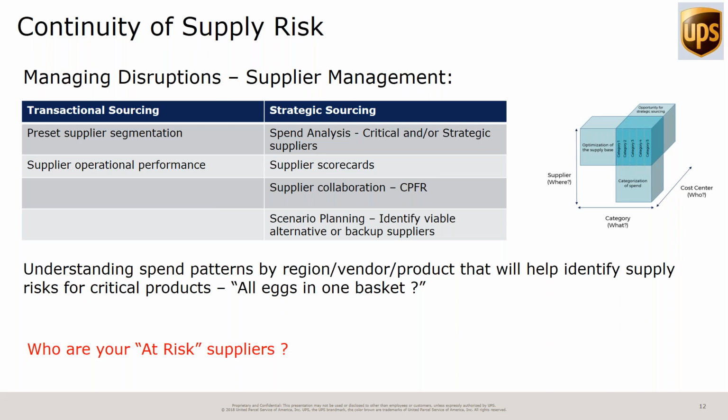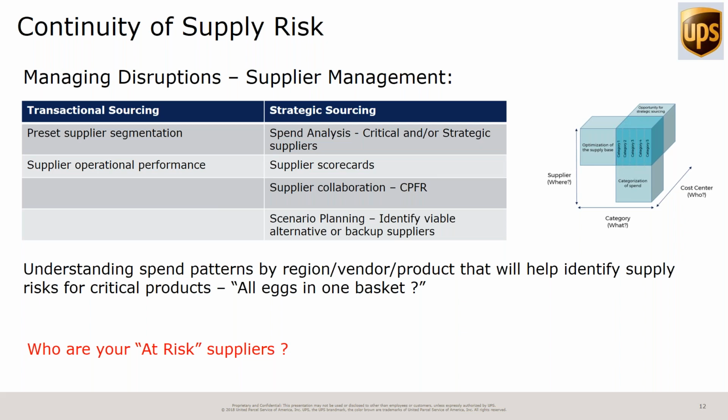So shifting gears into strategic sourcing, where you really understand the spend, not just total spend by vendor, but also spend analysis geared towards identifying the spend for your critical products as well as strategic suppliers, and utilizing supplier scorecards that are comprehensive in nature, and then utilizing supplier collaboration through collaborative planning and forecasting that can really help your upstream partners to gain insights into your PO buying patterns. And then finally, identifying through scenario planning the viable alternative and backup suppliers.